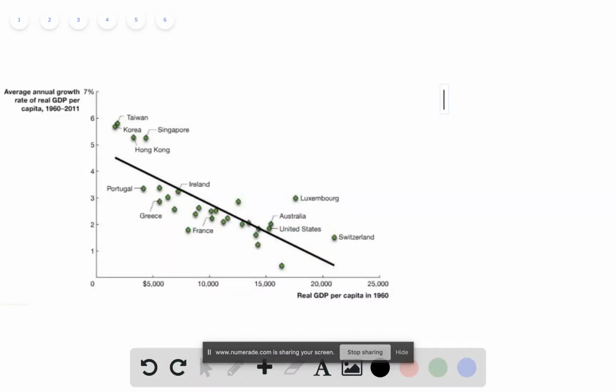So for this question, it asks us to match each group of countries with a graph that depicts the relationship between the initial level of real GDP per capita and the growth rate of real GDP per capita for that group. So the first graph, the number one graph, is a horizontal line.